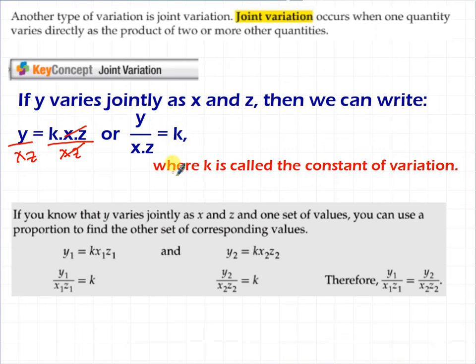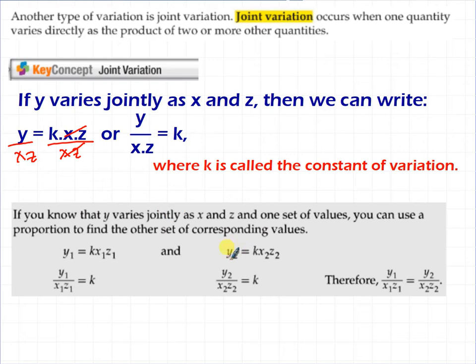Again, k is called the constant of variation. Now, if I have that y varies jointly as x and z, and I have two sets of values, y1, x1, z1, and y2, x2, z2, they are varying jointly with each other, then I write y1 over x1 z1 equal to k from this, as we did here.